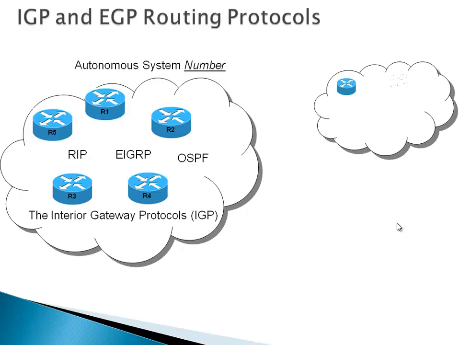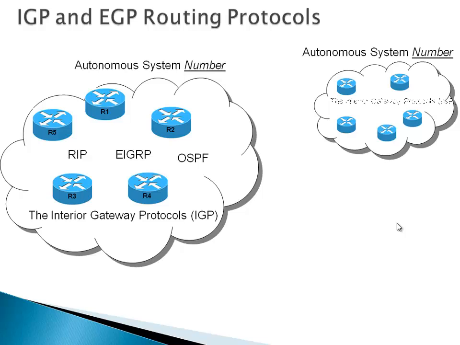Now imagine that our neighbor has a similar protocol. They have their own autonomous system number and their own interior gateway routing protocols. For us to communicate with each other, we have to use exterior gateway protocols, EGP, which in this case we have only one, called BGP. So this is the difference between exterior gateway protocols and interior gateway protocols.